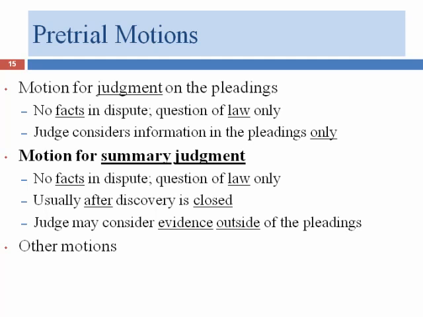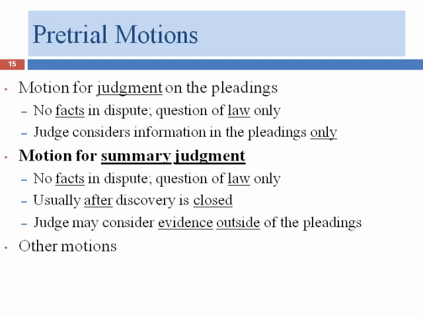A more common motion to file is a motion for summary judgment. In federal court, these are ubiquitous, very, very commonly filed. They are filed when they should be filed, when there are no facts in dispute, when there's only questions of law. They are filed usually after discovery is closed or right at the end of discovery.